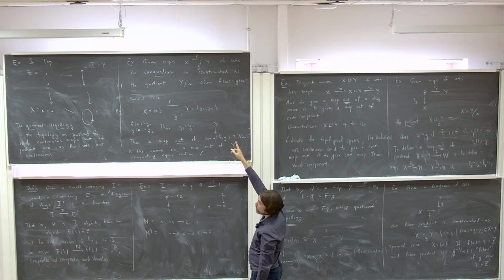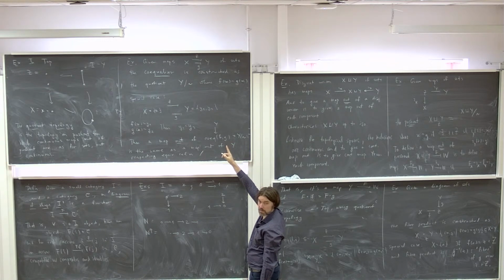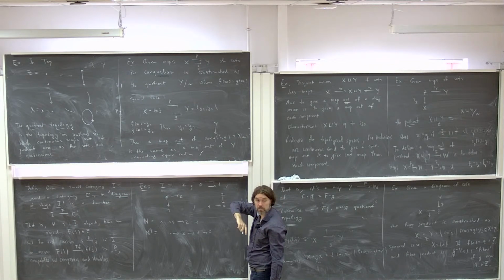So in this example, it was sets or topological spaces, but it could have been anything. If x and y are sets, then it's sets. If x and y are groups, then it's groups, and I would require little f and little g to be homomorphisms.